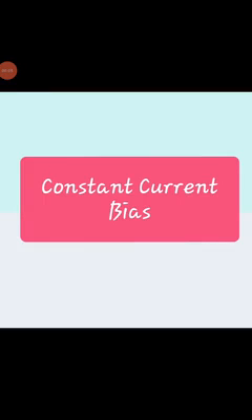Hi everyone, today we start the constant current bias. From the DC analysis of the differential amplifier, it is found that the emitter current IE depends upon the value of beta DC.